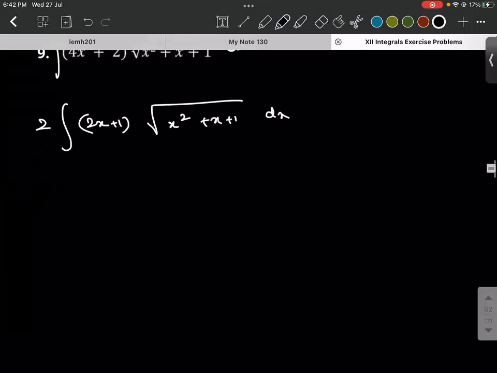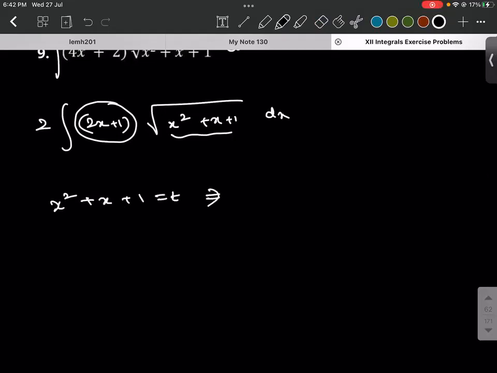So what can I substitute as t? 2x plus 1 is the derivative of x square plus x plus 1, is equal to t. Anybody having a doubt on this? Is anyone confused with it? So 2x plus 1 is equal to dt. Sorry, 2x plus 1 dx is equal to dt.